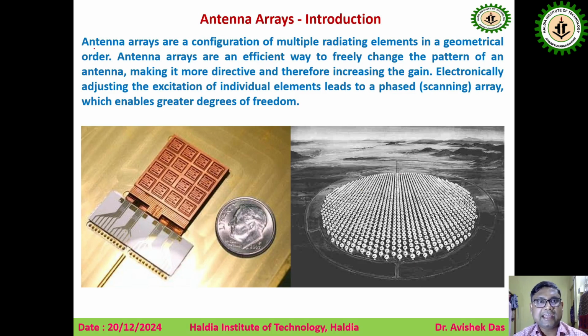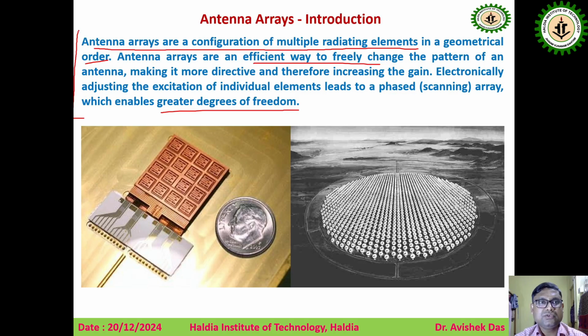So, antenna array, as a definition, we know antenna arrays are a configuration of multiple radiating elements in a geometrical order. Antenna arrays are an efficient way to freely change the pattern of an antenna, making it more directive and therefore increasing the gain. Electronically adjusting the excitation of individual elements leads to a phased array, which enables a greater degree of freedom. This is the definition of antenna array.